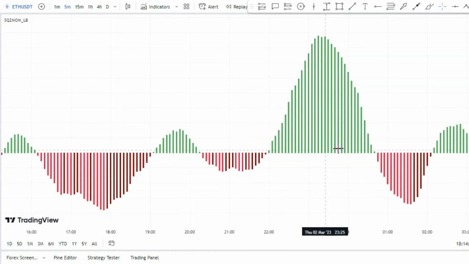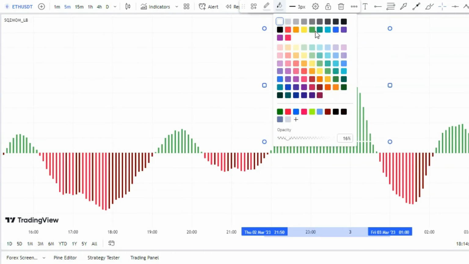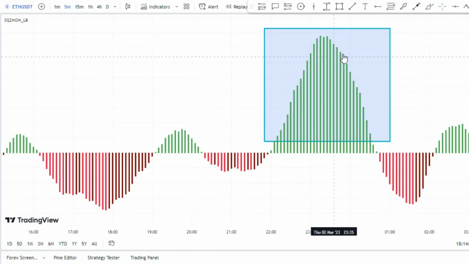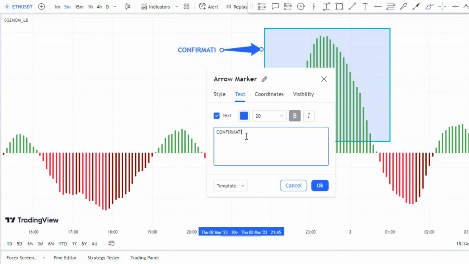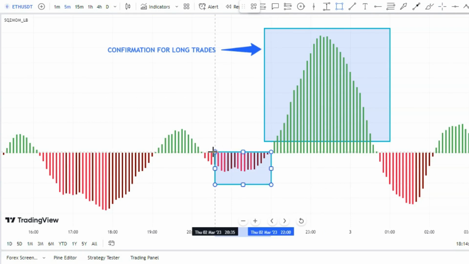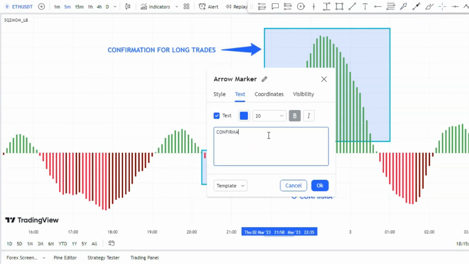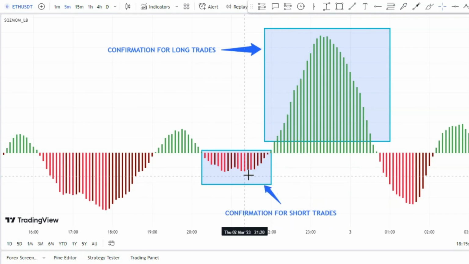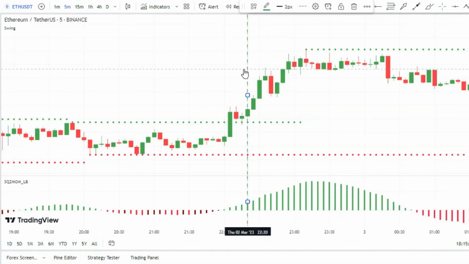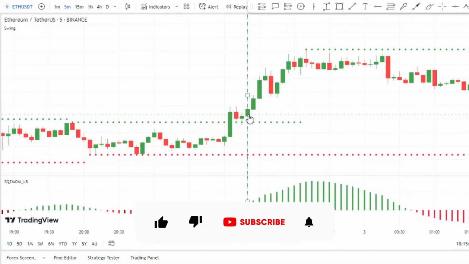The squeeze momentum indicator works by generating a histogram that represents the momentum of the market. If the histogram is green, it is a confirmation of a buy signal. And if it is red, it is a confirmation of a sell signal. By using the squeeze momentum indicator to confirm our signals, we can increase the accuracy of our trades and reduce the risk of losses. In this example, we have identified a bullish breakout, which means we are looking for a confirmation signal that supports the buy signal.